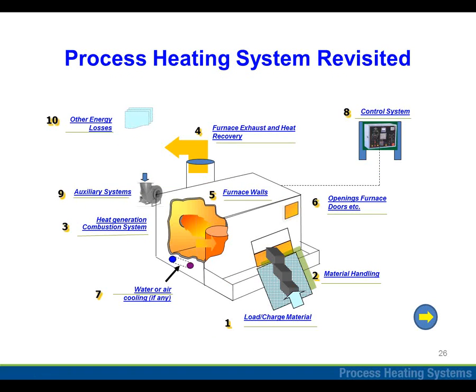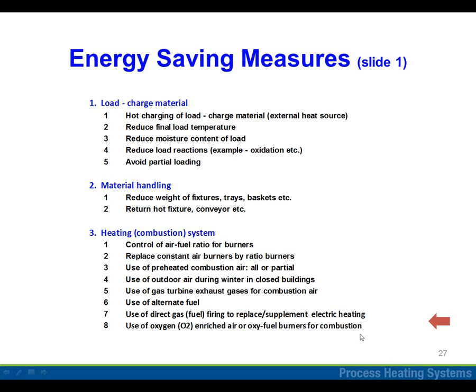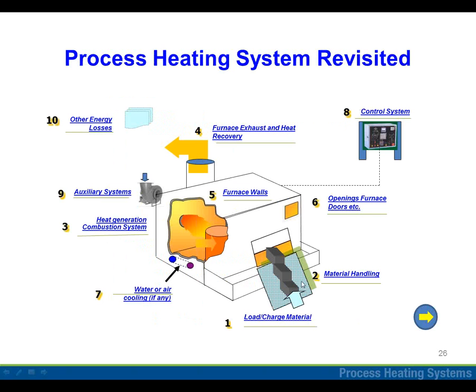So I think this is where, Arvind, you should come back, because your experience is important. So Arvind, this is slide number 26, process heating system revisited. Yeah, I'm here, Sachin. No problem. So we go back and look at this diagram, and we will use that as a guide for discussing the energy saving potential, or the kind of things that one can do in saving energy. Next slide, Sachin.